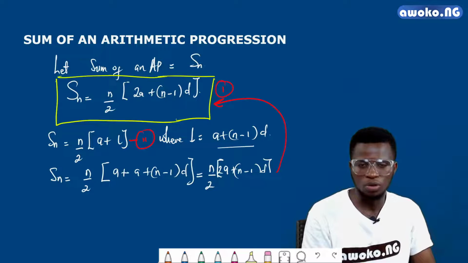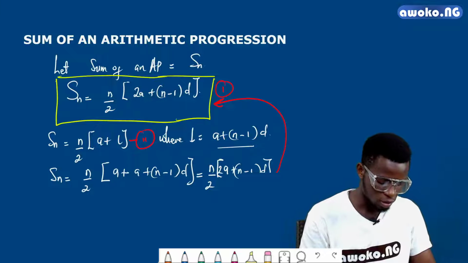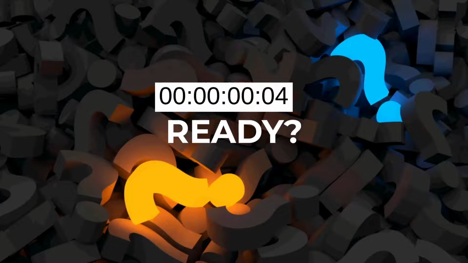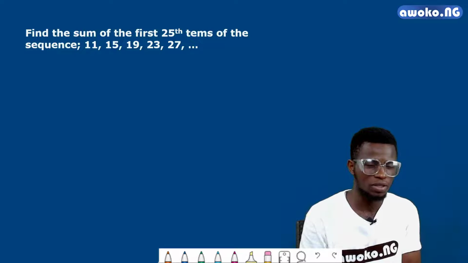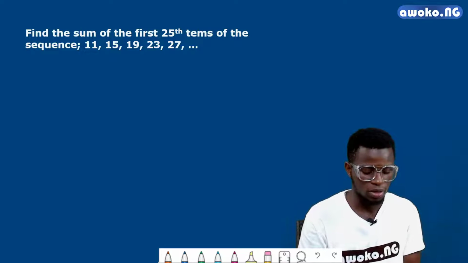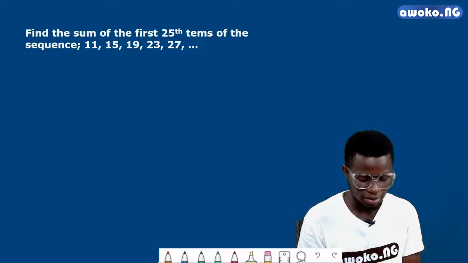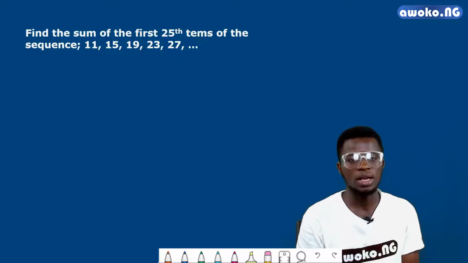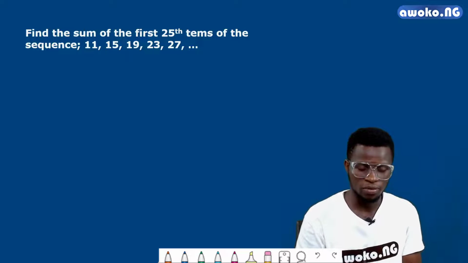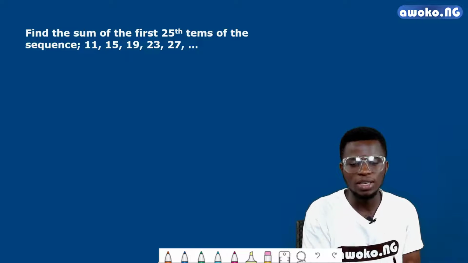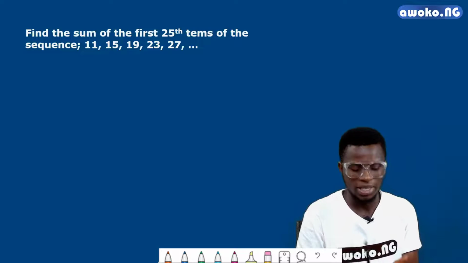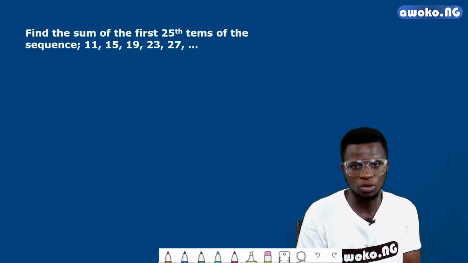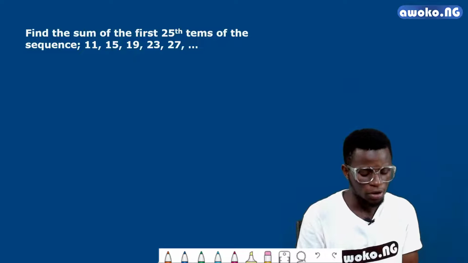To check for the application of all these things I've just said, let us consider an example. We're asked to find the sum of the first 25 terms of the sequence 11, 15, 19, 23, and 27. When you have a problem like this, the first thing you have to do is to check: is this sequence an arithmetic progression or is it not? Okay, so let us check.